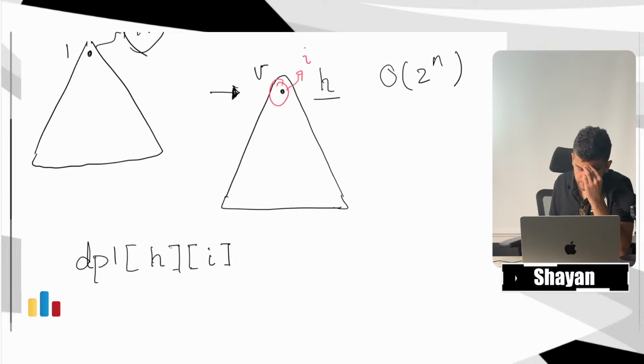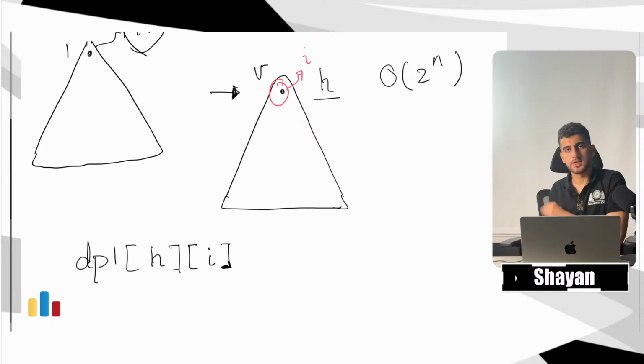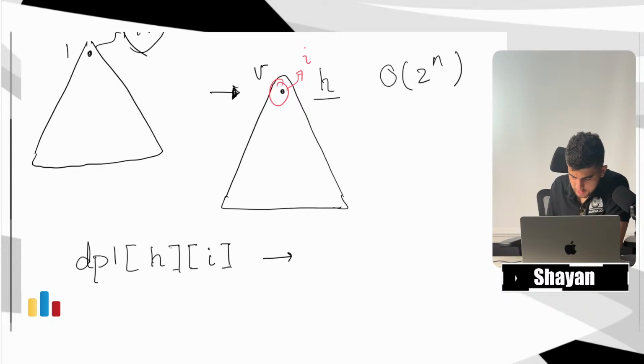So dp1 of h and i is going to show what the answer is if you only use the subtree of vertex v at layer h, with h layers in its subtree, and you want it to be deterministic.